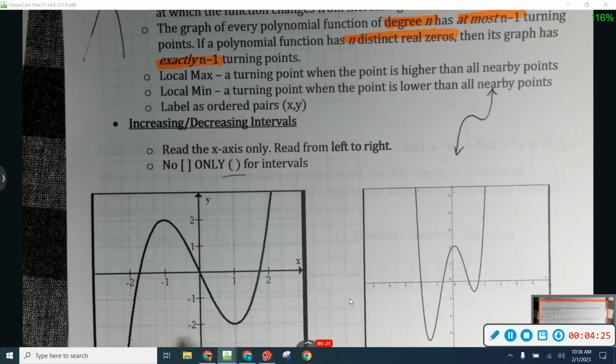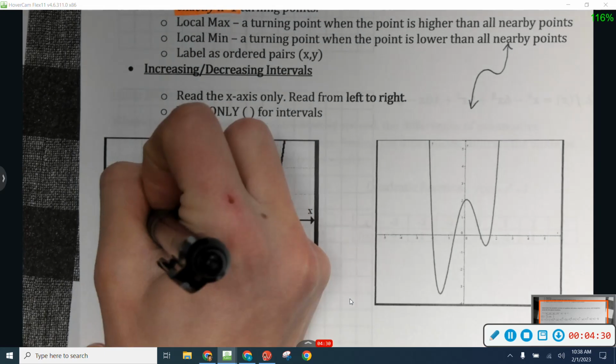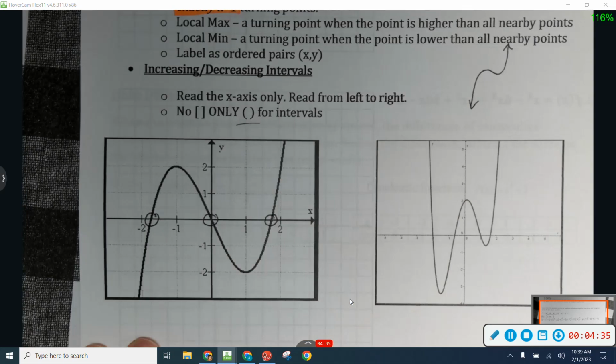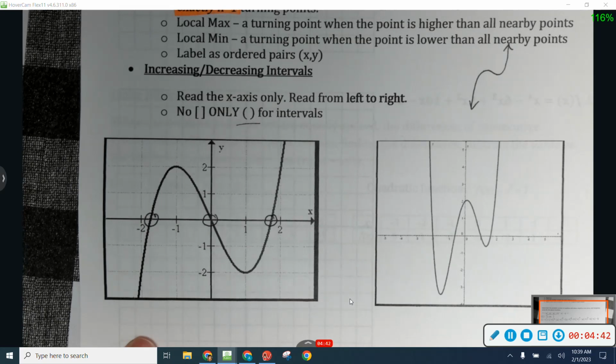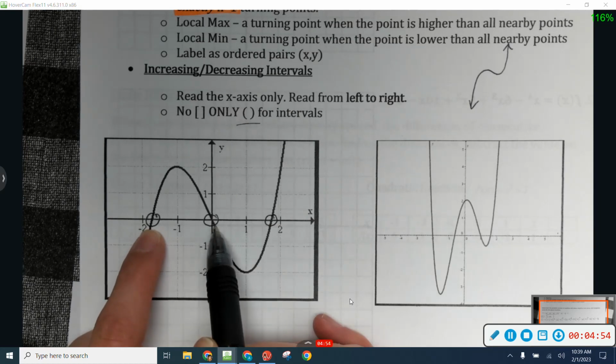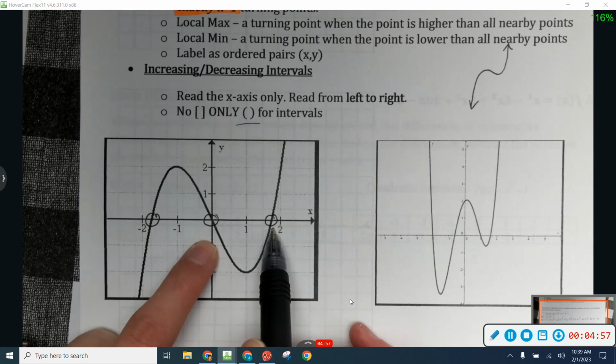So if I look at this right here, okay, I have an x-intercept right there, right here, and right here. I have 3 x-intercepts. And I have 2 turning points. So this is probably a cubic function, okay? Now, I don't have the exact points right here, but I could probably estimate that this would be around negative 1.75. This would be 0, 0, and this would be 1.75. Probably around that area, if I were to guess.